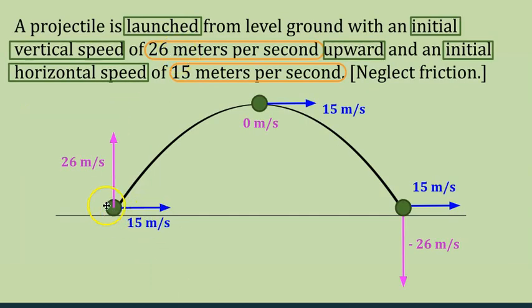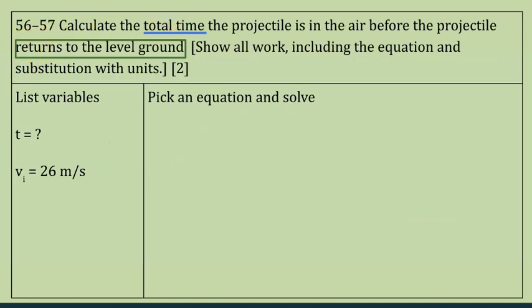I'm not just looking at the time it takes to get to the maximum height, or how long it takes to come back down. I'm looking at this entire thing. So sometimes when we do problems like this, we might be looking for the maximum height, or how long does it take to reach the maximum height. And then you would use this as your initial velocity, and this as your final velocity. So because they told me that I needed to return to level ground, I want to make sure I'm actually looking at the entire path.